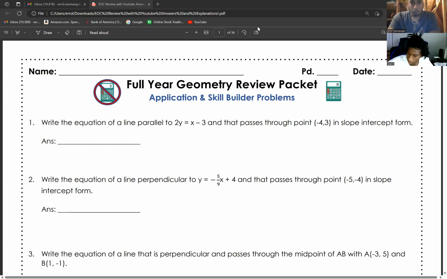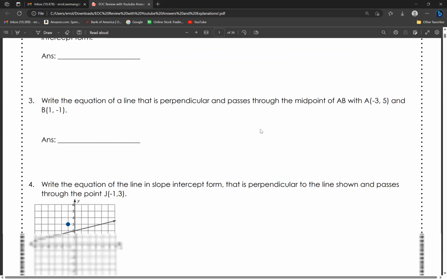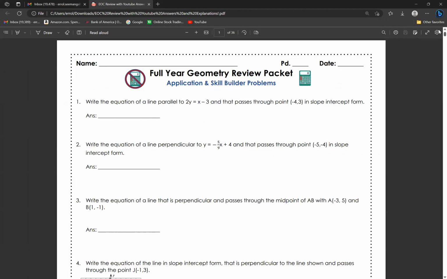So I finished the full first page and I looked at a few problems. There are so many questions to go over. I feel like we should just do one on each page, maybe, or two on each page. This is the whole year, full year geometry review pack.